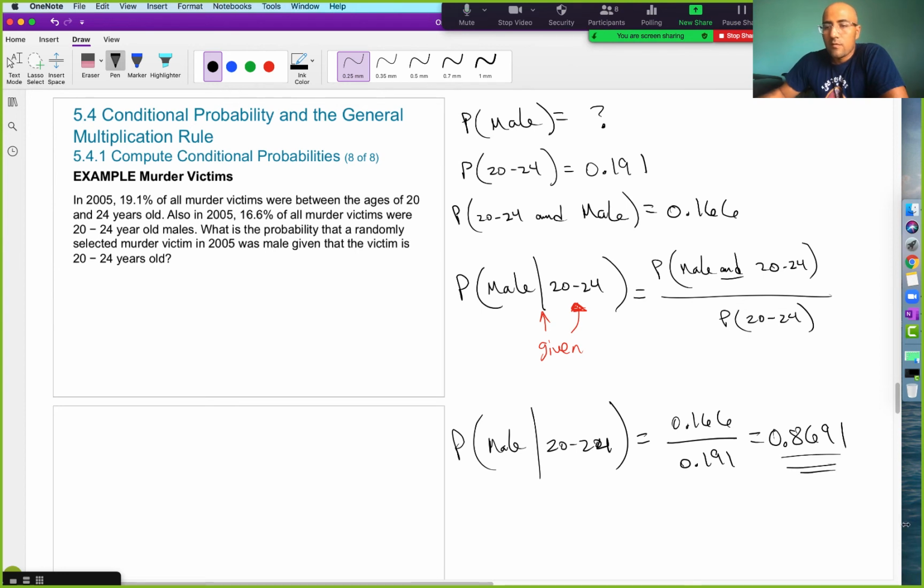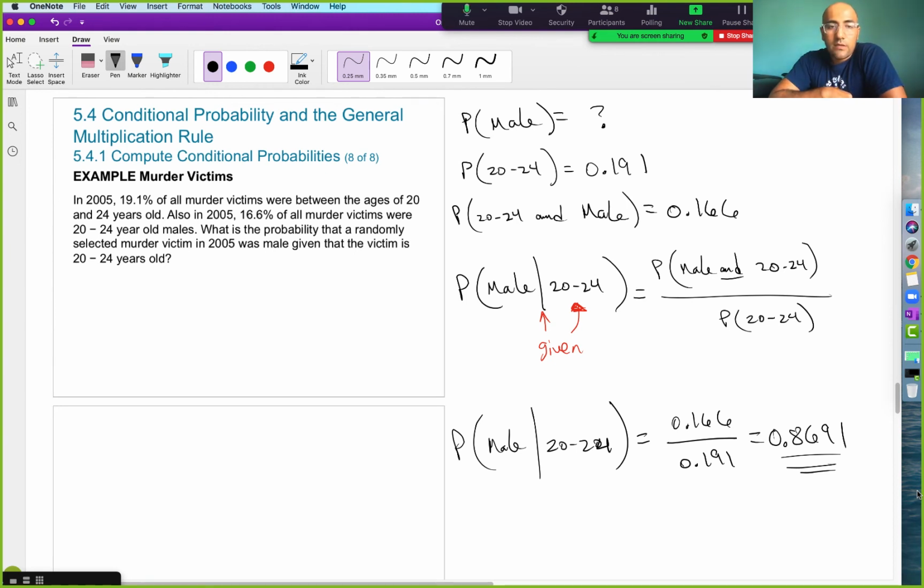0.8691. Right? Very, very high. So if you hear information over a police scanner and they say there's a dead body, and you're thinking to yourself, I wonder if this dead body is a male or female. What are the odds it's a male or female? And then they say, okay, we got some extra information. We know that this dead body is somewhere between the ages of 20 to 24. Now we are 86.91% confident that the body must be that of a male, right?